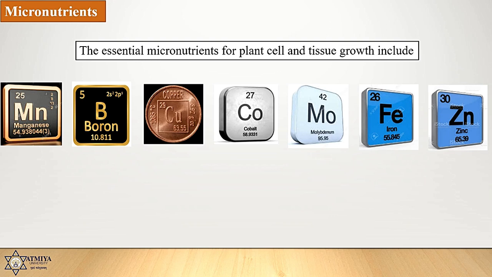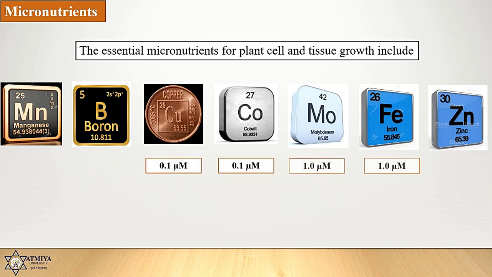Copper and cobalt are normally added to culture media at a concentration of 0.1 micromolar, iron and molybdenum at 1 micromolar, iodine at 5 micromolar, zinc at 5 to 30 micromolar, manganese at 20 to 90 micromolar, and boron at 25 to 100 micromolar.